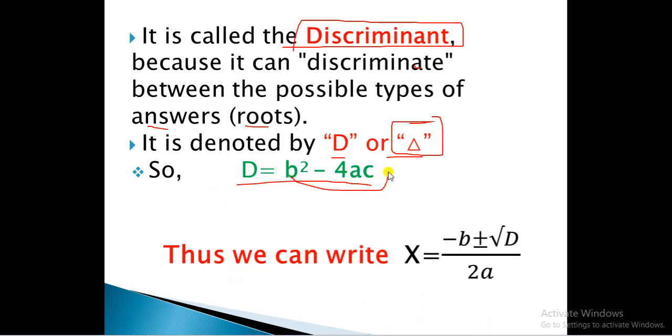Now when we replace b square minus 4ac in the quadratic formula by D, what does the quadratic formula become? Like this: x is equal to minus b plus minus under root D upon 2a. Nothing I have done, just instead of b square minus 4ac, I have written D. So this is the quadratic formula.